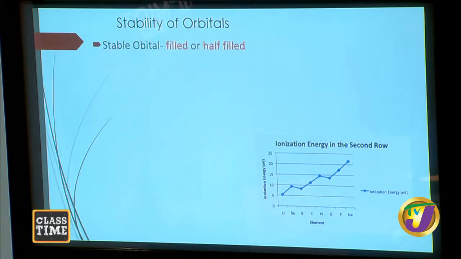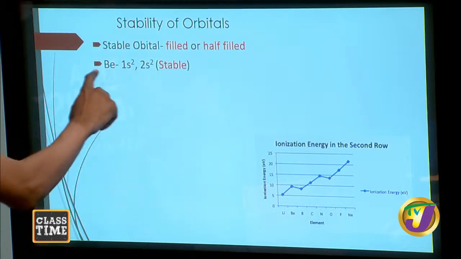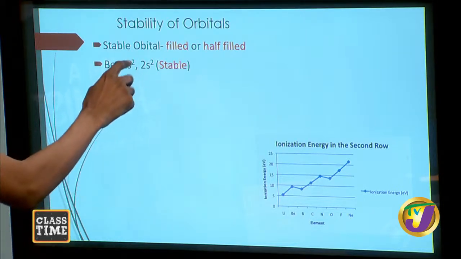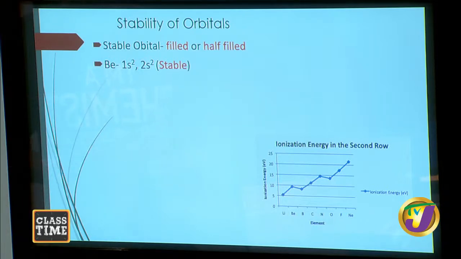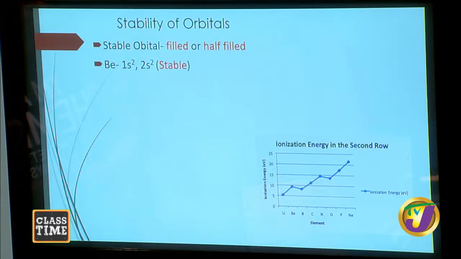Let me first say, an orbital is considered stable if it is completely full or half filled. Now, with that being said, let's take a look at beryllium. Beryllium has 4 electrons, and this is the electronic configuration, 1s2, 2s2. This is the valence energy level. The orbital at the valence energy level is completely full, thus it is stable.